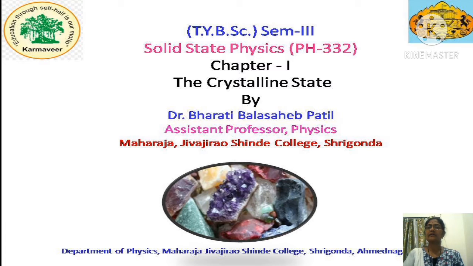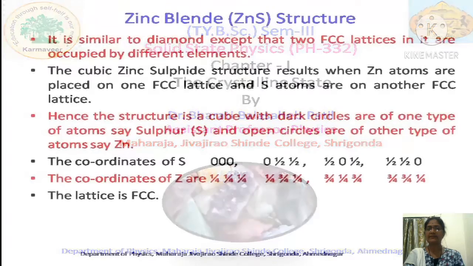We have started our syllabus related to solid state physics, and in that we have started our chapter number 1, the crystalline state. During our previous lectures, we have covered the points related to few of the crystal structures such as NaCl crystal structure, CsCl crystal structure and diamond crystal structure. In today's lecture, we are going to see one more crystal structure, and that is ZnS crystal structure or zinc blende crystal structure. So let's see the crystal structure of ZnS.